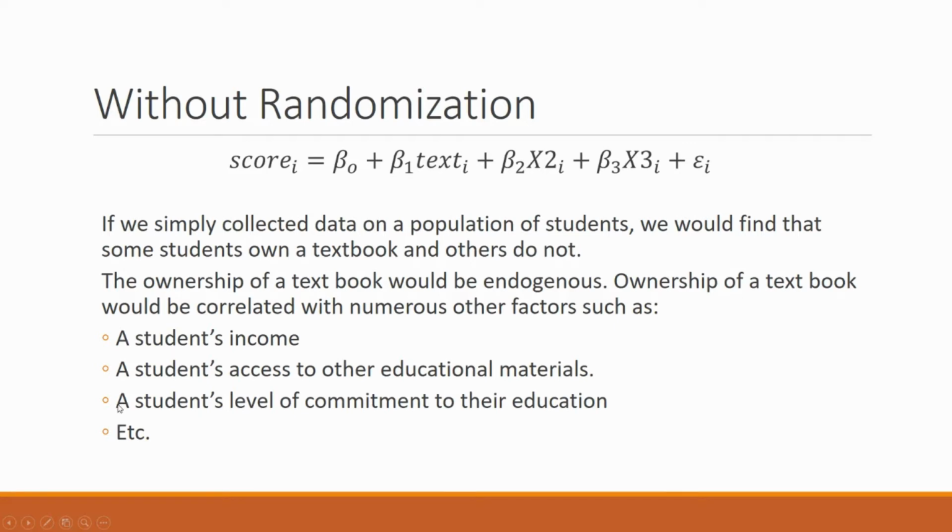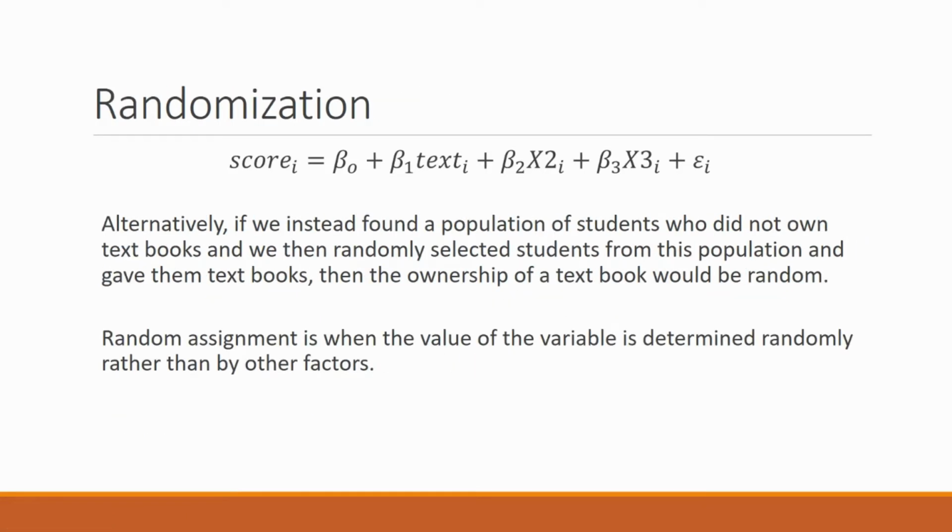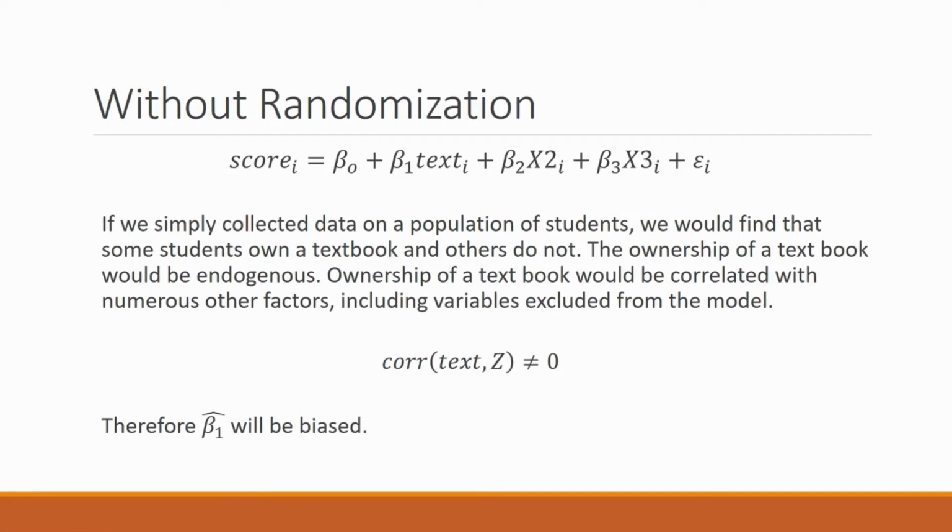Therefore, a student's level of commitment to their education is correlated with textbook ownership, and it's correlated with test scores, and it's omitted, so therefore we'll have omitted variable bias. All right, so that is the consequence of having an independent variable of interest that is not randomly assigned, or that is endogenous. The variable is determined by things in the model.